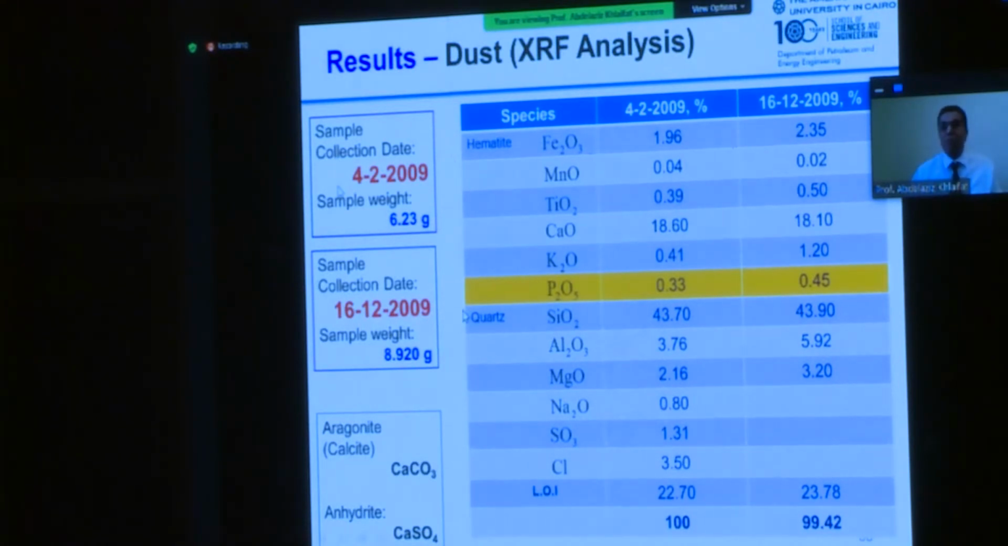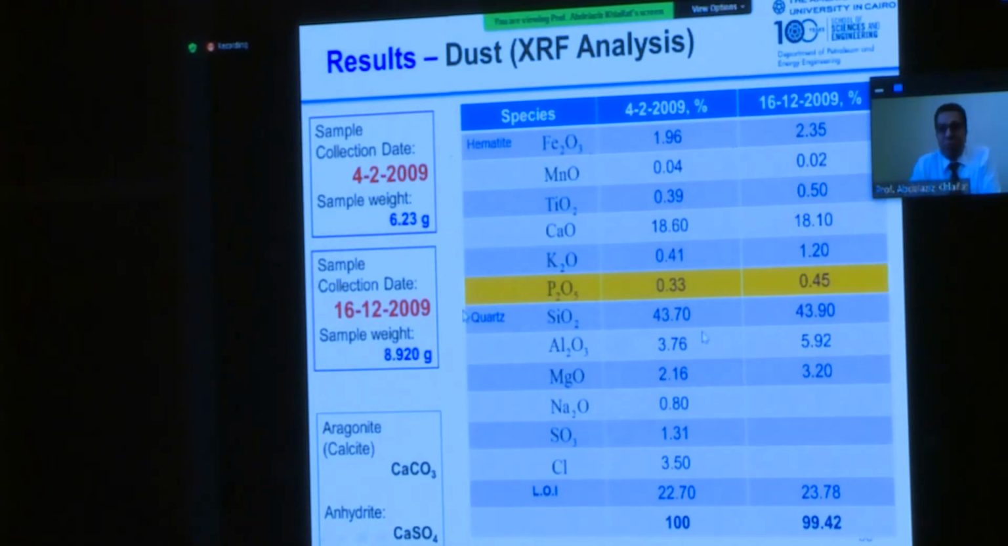So 2 samples of dust were collected per 1 meter square, and the weight of the first sample is 6.23 gram. Of course, we cleaned the vessel at the very beginning of the project, and this was collected in February 2009. And in December 2009, another sample was collected, and this is the XRD analysis for those 2 samples.